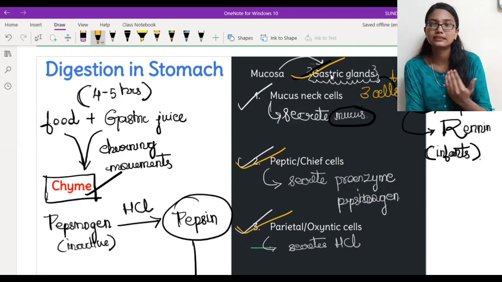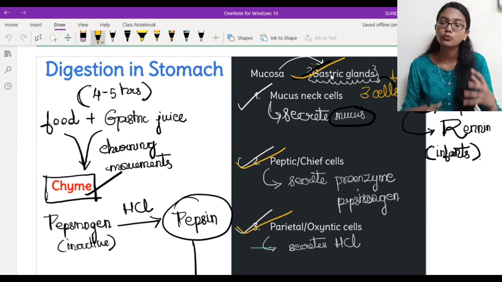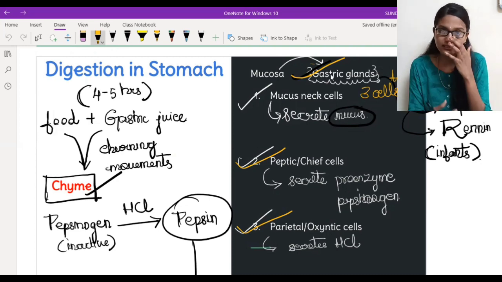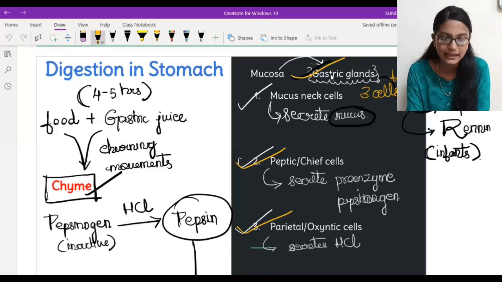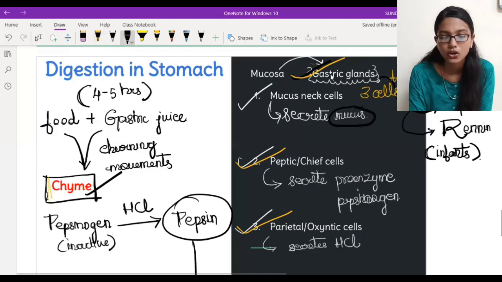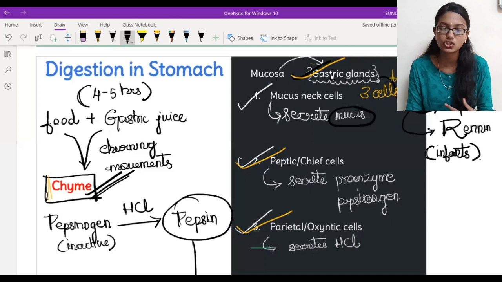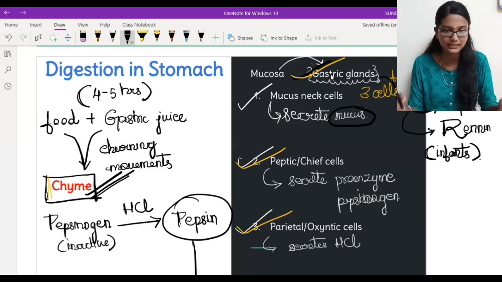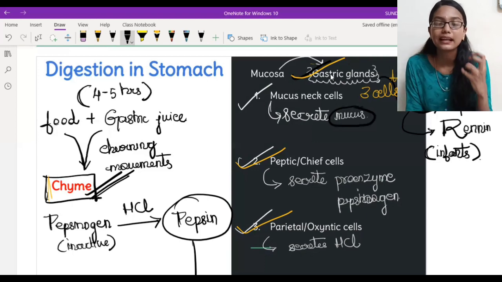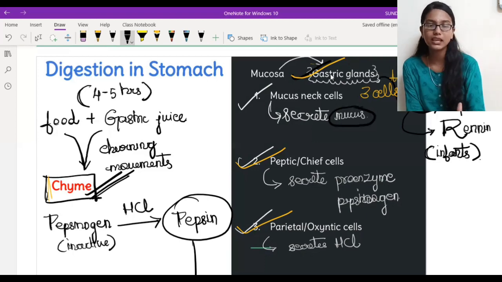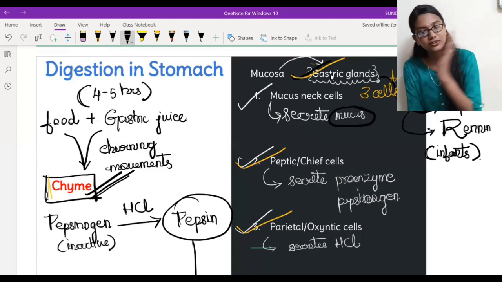The bolus which came down from your buccal cavity to the stomach is now mixed with the gastric juice. Now it is no longer called bolus. It is now called chyme. The food is mixed with the gastric juice completely with the help of the churning movements of the stomach, as I already said. Now it is called chyme, and this chyme is ready for further digestion.